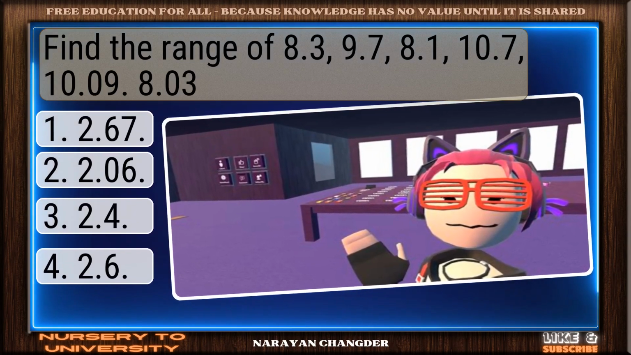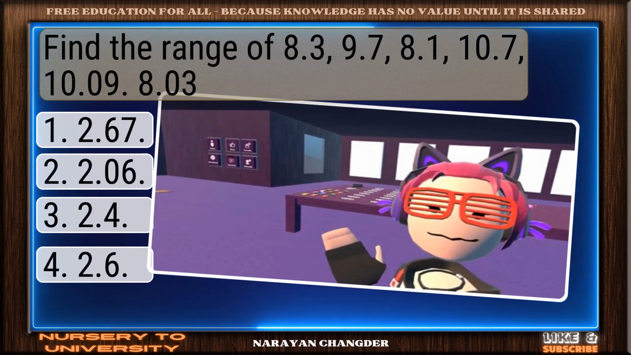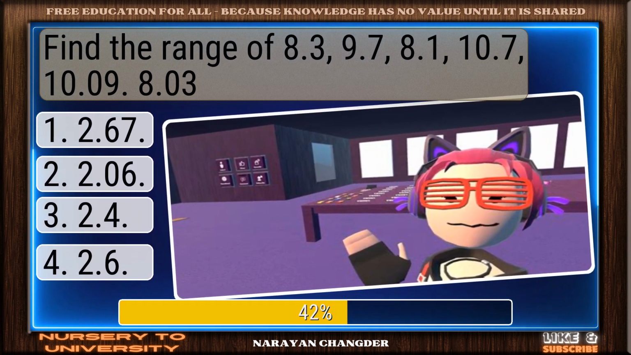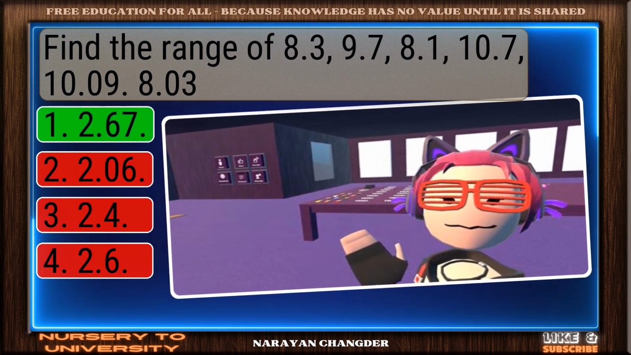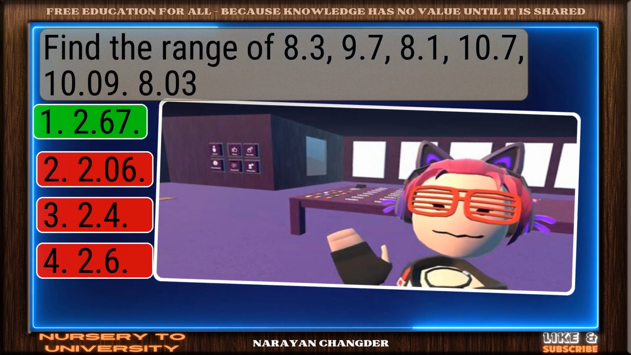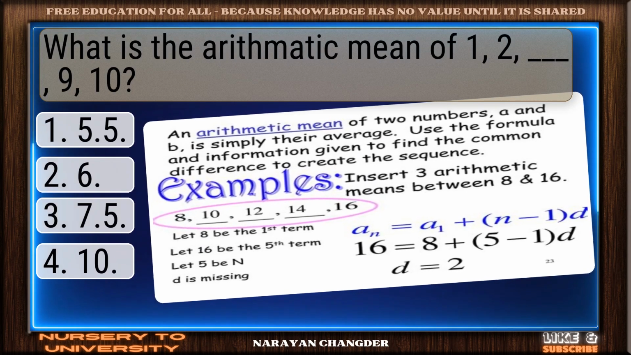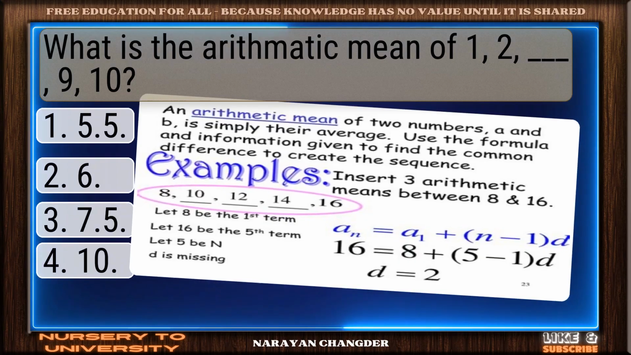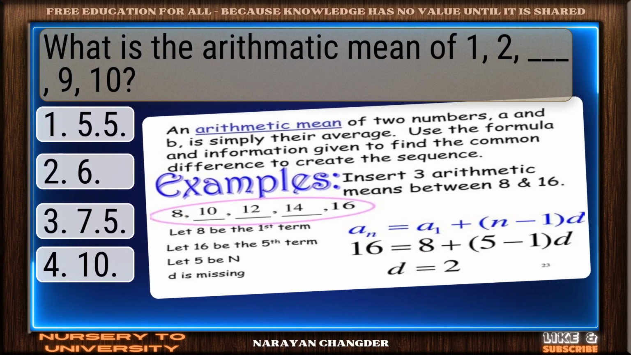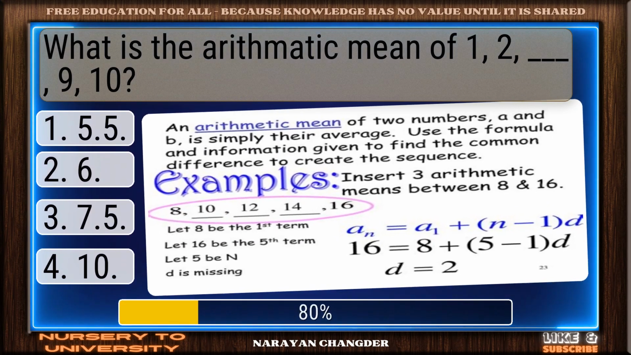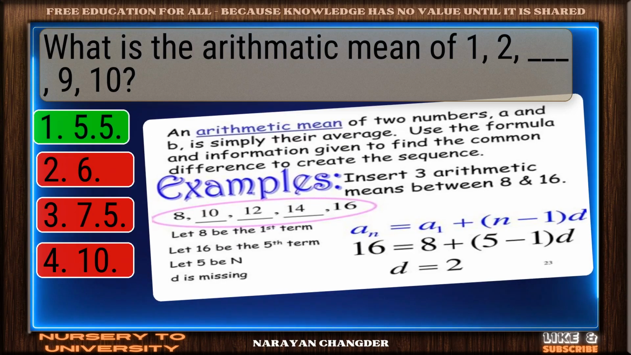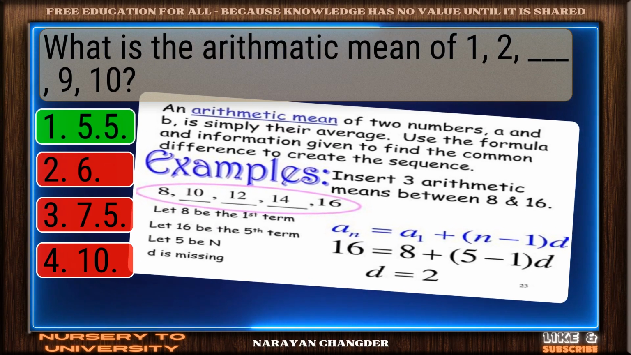Question number 177. Find the range of 8.3, 9.7, 8.1, 10.709, 8.03. Good thinking. 2.67 is the right answer. Question number 178. What is the arithmetic mean of 1, 2, 9, 10? Right again. 5.5 is a valid answer.